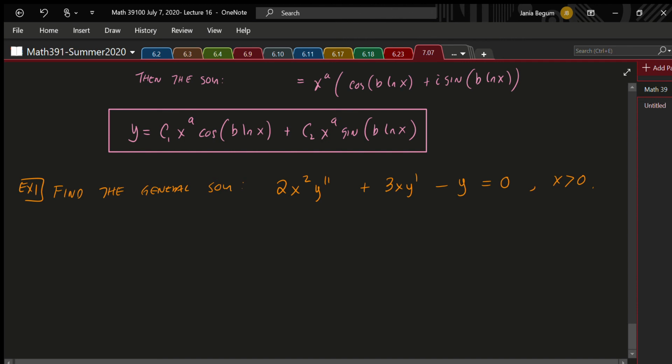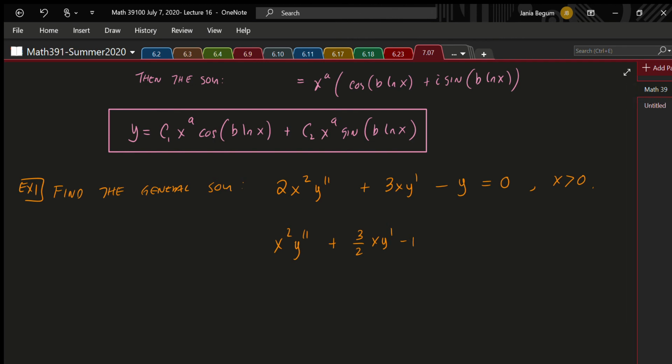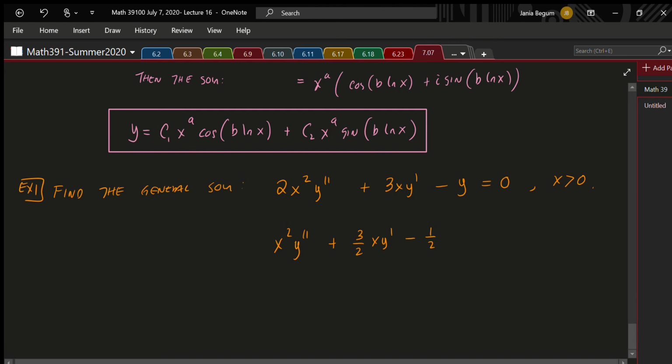Okay. So it's almost in Euler's form, right? In standard position. But the coefficient of x squared, which has the double prime, has to be 1, right? So what we can do is divide both sides by 2. Then we have x squared y double prime plus 3 over 2 x y prime minus 1 over 2 y equals 0.